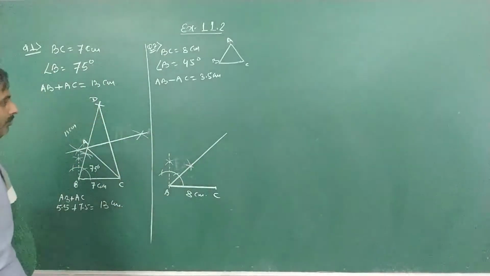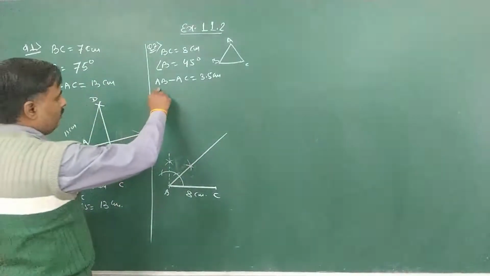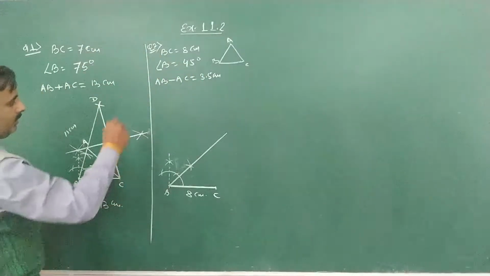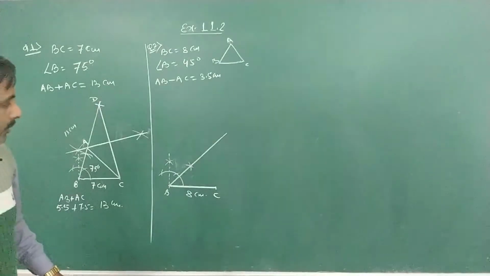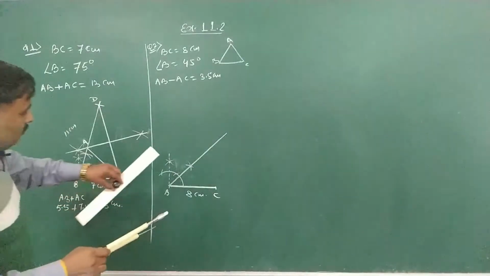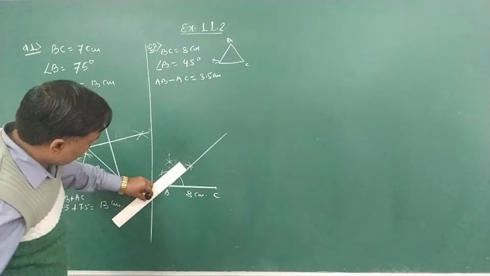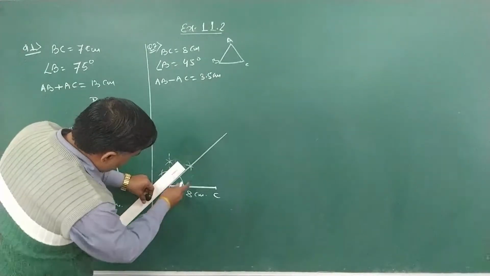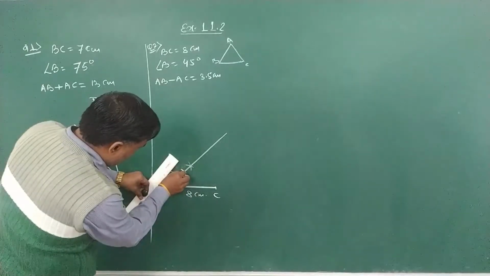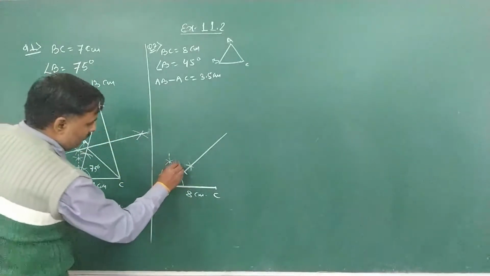45 degree. Now we already know that the difference is in sequence. So we cut an arc in the upper part of the base. Means we cut a 3.5 centimeter arc. So take 3.5 centimeter. I'm just taking 3.5 centimeter. You can use your scale. So this is your 3.5 centimeter, and that point is your D point.